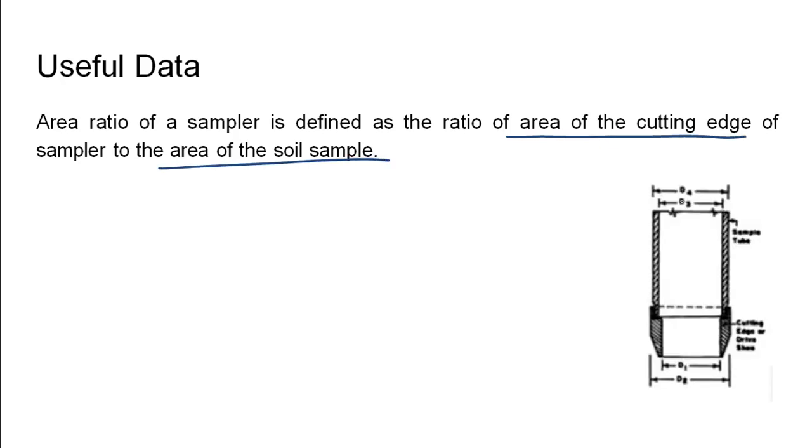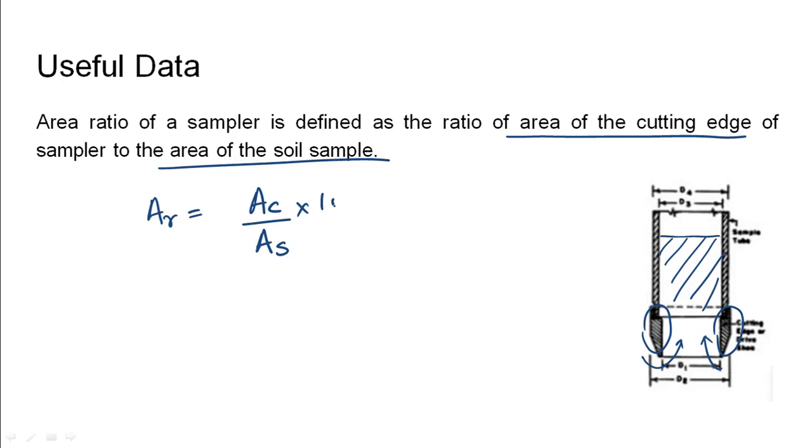So as we can see in this figure, the soil sample would be stored in this sampler, and this is the cutting edge which cuts into the soil, and the soil keeps getting into the sampler, which is later used for testing purposes. So area ratio indicated by AR is given as the area of the cutting edge by the area of the sample into 100. It is expressed as percentage.